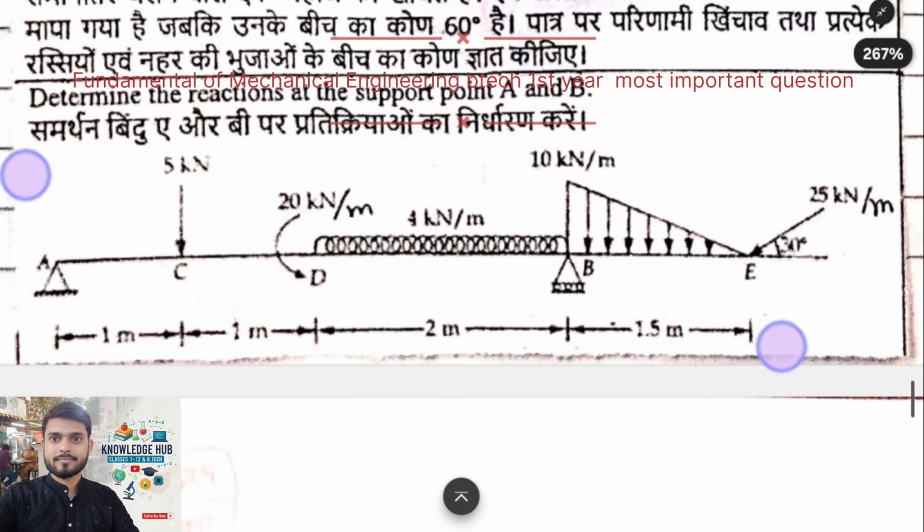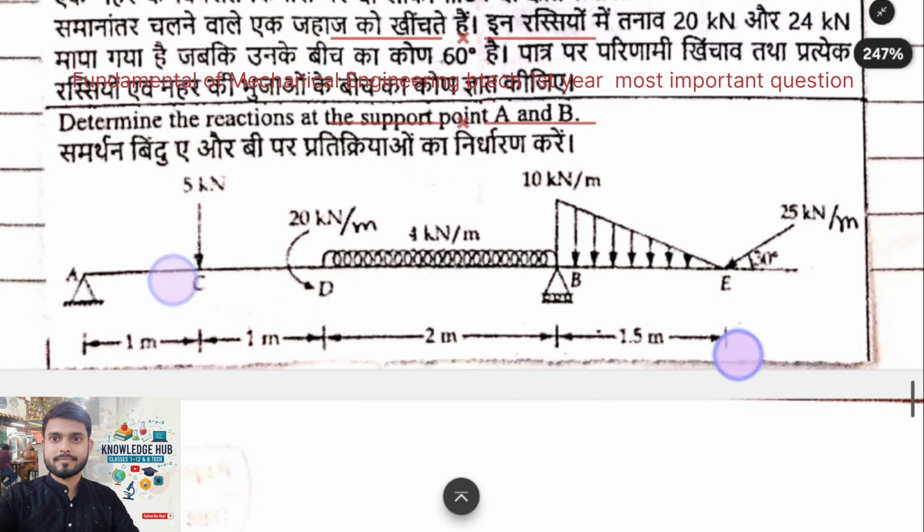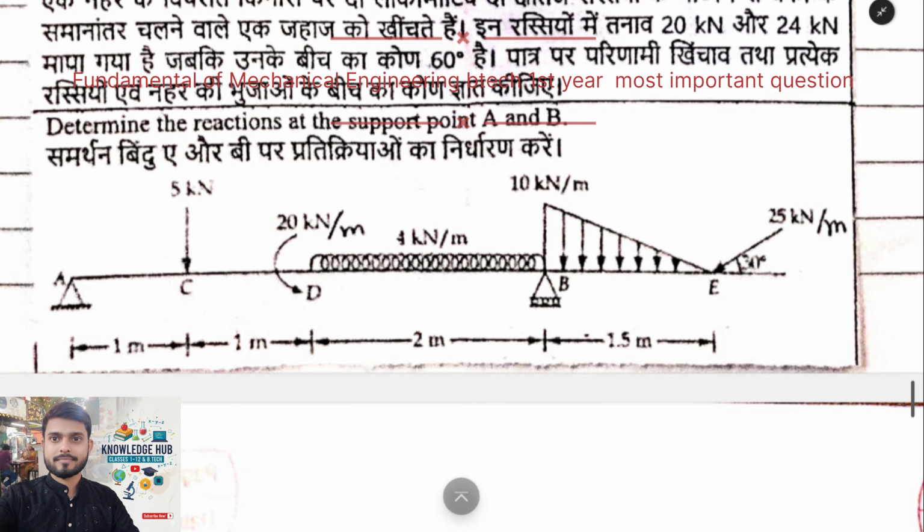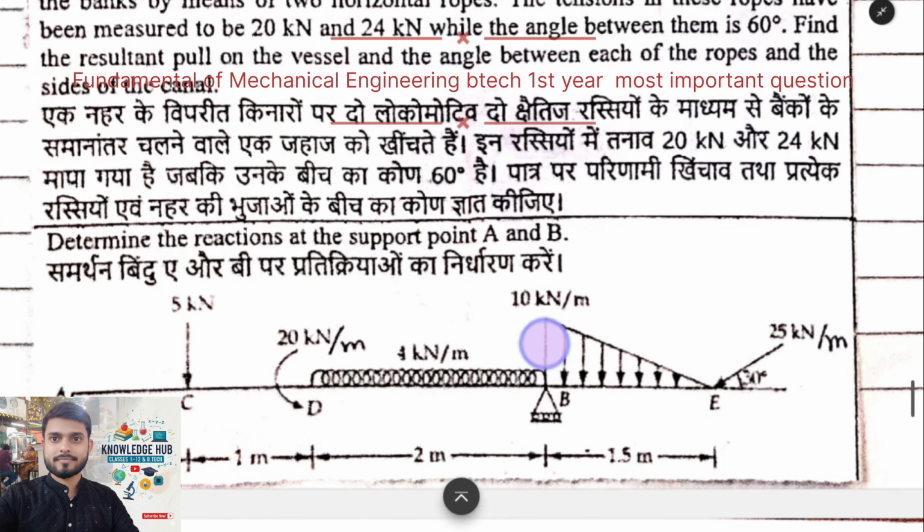Basically this is one type of another question. I have also solved this. Determine the reactions at supports A and B, where A and B are the supports.